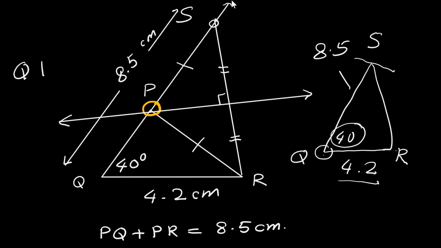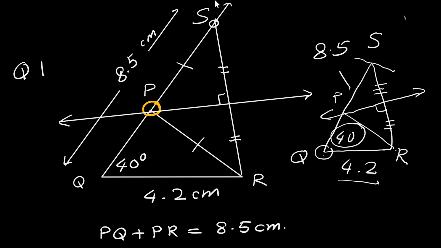So what is the condition on point P? How to locate point P? So P is equidistant from S and R. Therefore, point P lies on the perpendicular bisector of SR. So construct the perpendicular bisector of SR. This perpendicular bisector will intersect SQ at point P and then join PR.